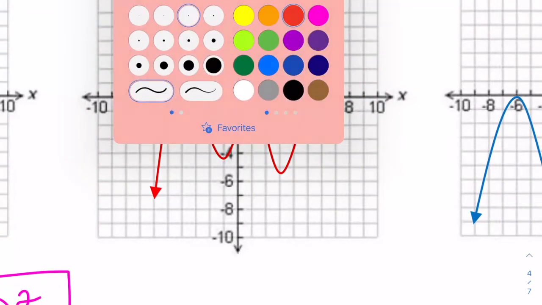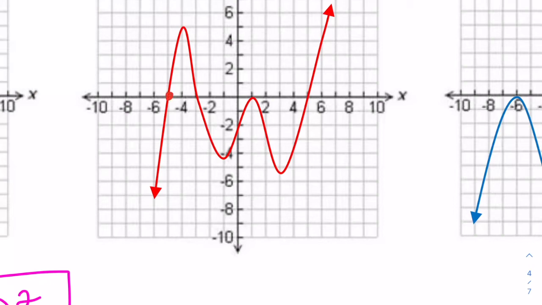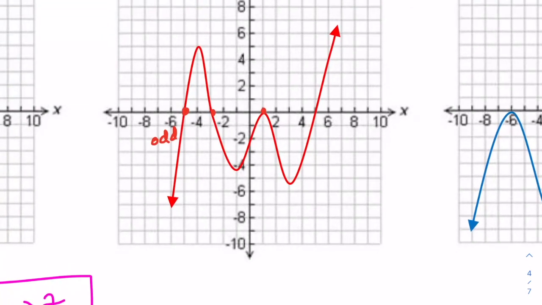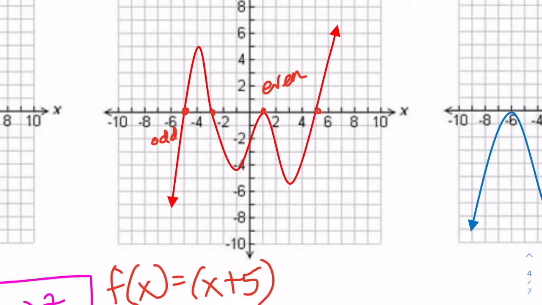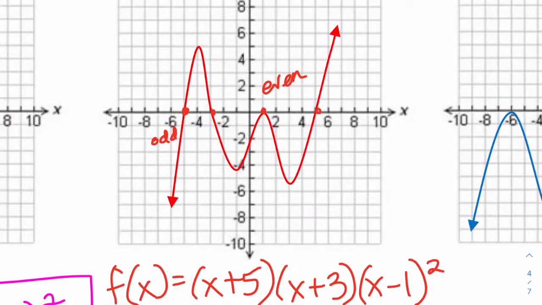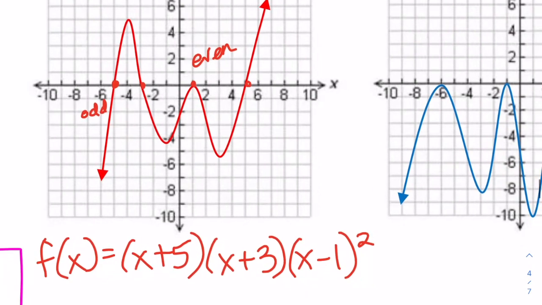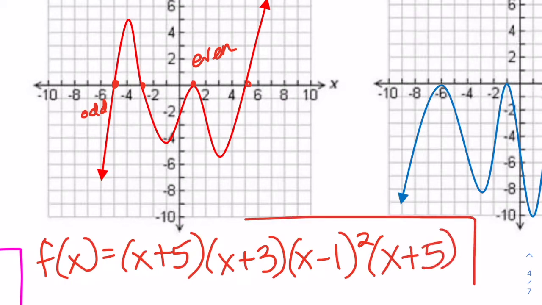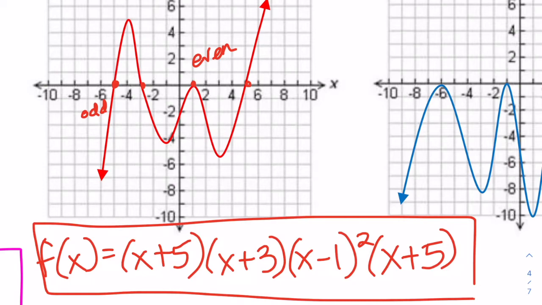For this one, we have quite a few zeros. We have -7, that goes through, right? That's going to be odd. We have -5, which is going to be also odd. We have 1, which is going to be even, the only even in here. And then we have 5. So if we're going to write this equation, it'll be f of x, and I could just write x plus 5. Remember, that's to the 1 power, so that is odd. X plus 3, that's also odd. X minus 1, make sure I square that because it's even. And then I'll add one more at the 5, x plus 5. Now you could add more degrees, but this will be good for a sketch.